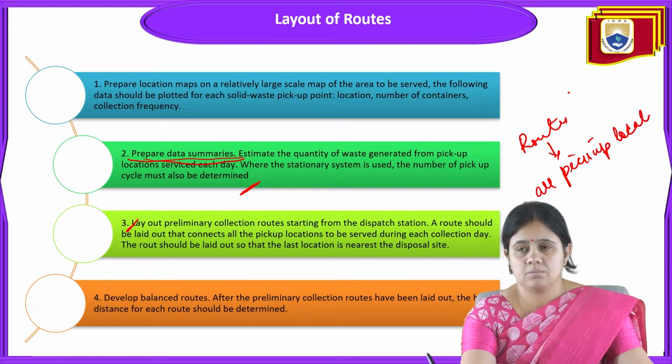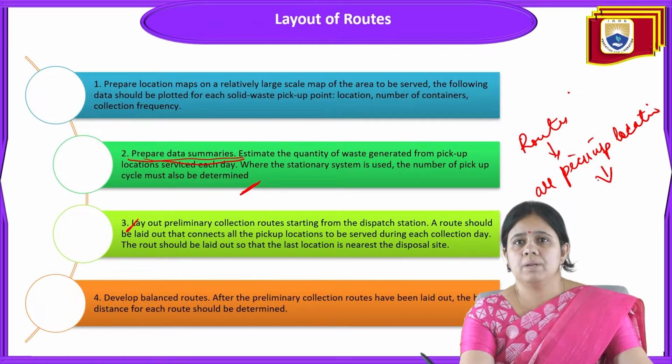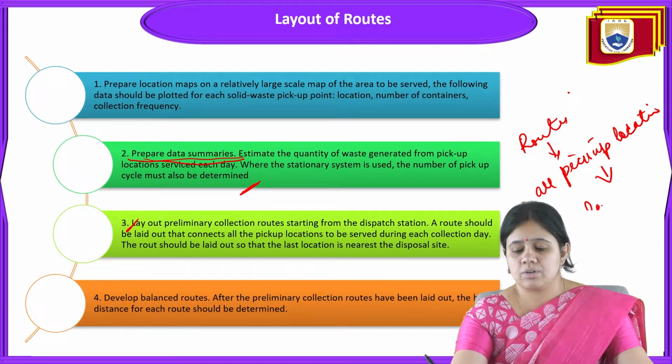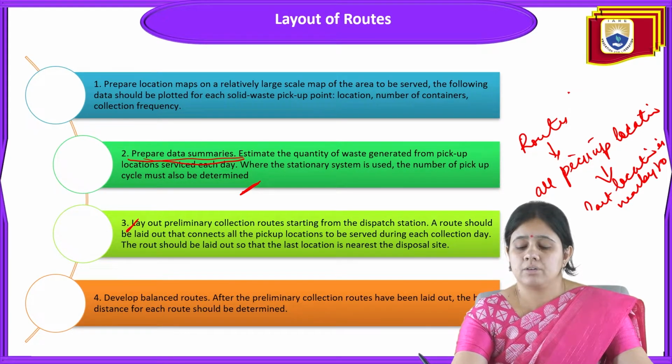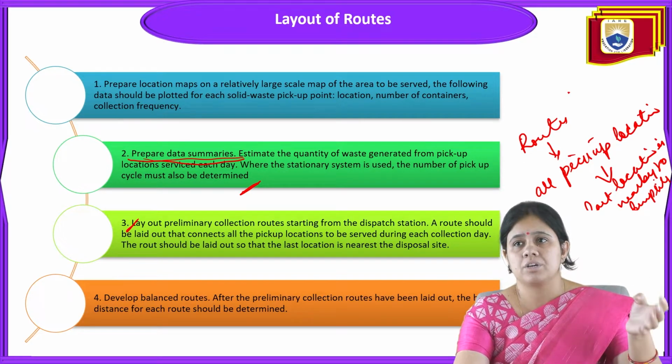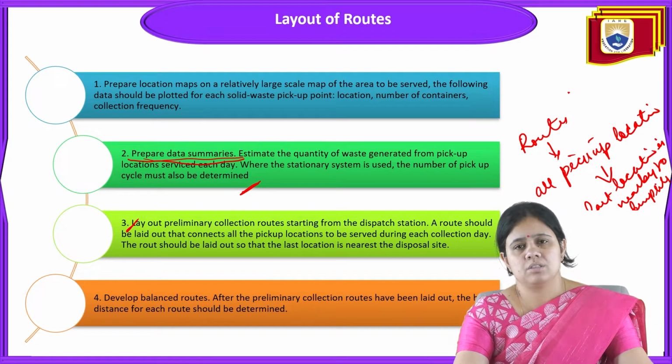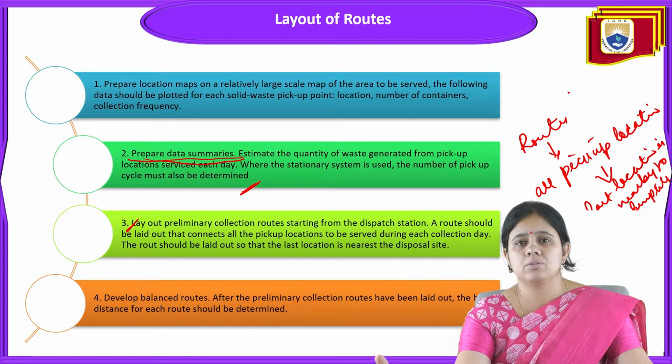And how is it possible? All pickup locations should be collected, and the route should be laid so that the last location is nearby to the disposal site. The last location should be nearby to the disposal site, or MRF site, or whatever site is there, a landfill. So this will be the last location, and that last location is just nearby to the landfill.